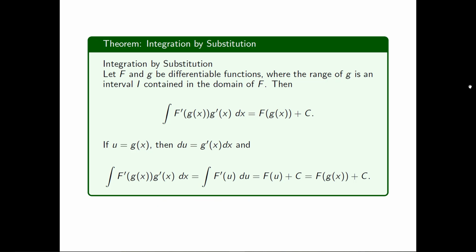Okay, so here's our theorem. If f and g are differentiable functions, and we were to integrate f prime of g of x multiplied by g prime of x dx, then our integral is f of g of x plus c. And you'll see lower down here, this is the substitution. We let u equal g of x, and then du is g prime of x dx. And that's something to look out for. We'll see that again in our second example.